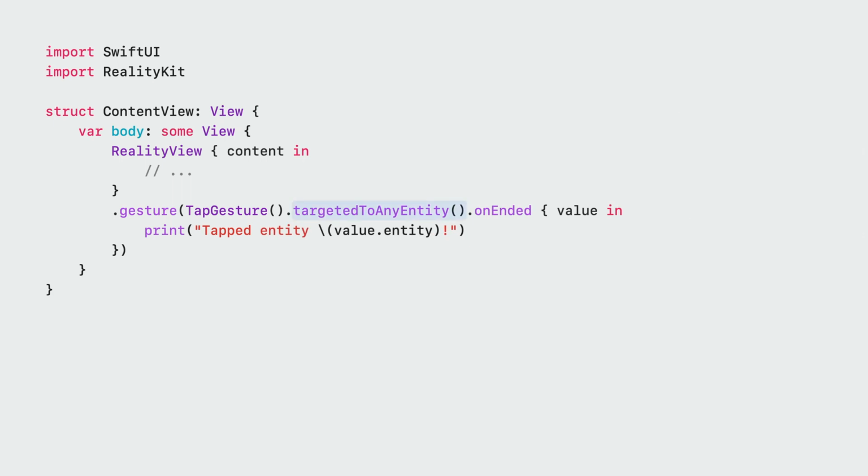The targeted to any entity modifier works on a gesture attached to a RealityView to determine the exact entity the gesture targeted. There are other ways of targeting entities available. You can target a specific entity or target all entities matching a query. For more information, please read the documentation on developer.apple.com. The value passed to the gesture's handlers, such as onEnded, has an entity property that indicates that the person interacted with that entity inside the RealityView.